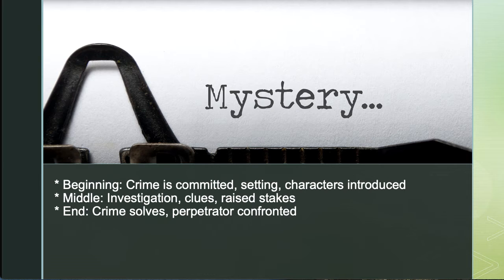And for an example, we're going to use a mystery to see how this would play out in a plot. So in the beginning, you have a crime committed, you have suspects and a sleuth introduced, and I say sleuth because it's not always a detective. Sometimes it's a chef, a florist, particularly in the cozy mystery genre right now. And so we just say the sleuth, whoever that is. And then in the middle, we have an investigation, we have clues, and the stakes are raised for everybody in the plot. And then in the end, the crime is solved, the perpetrator is confronted.